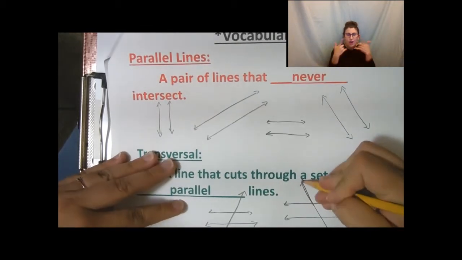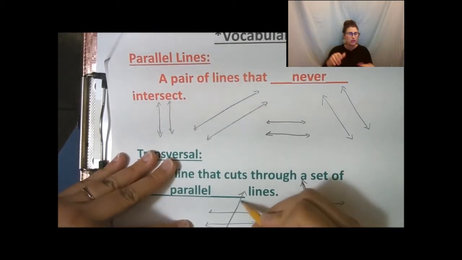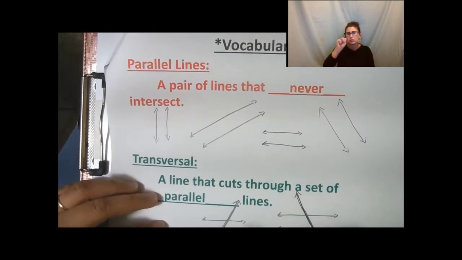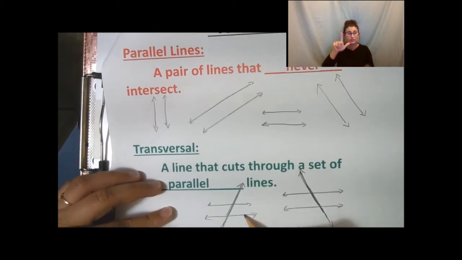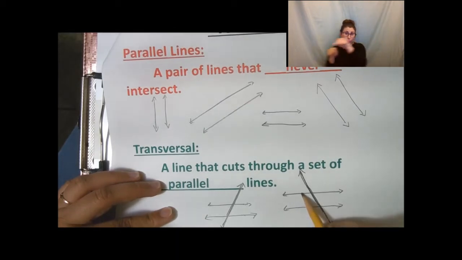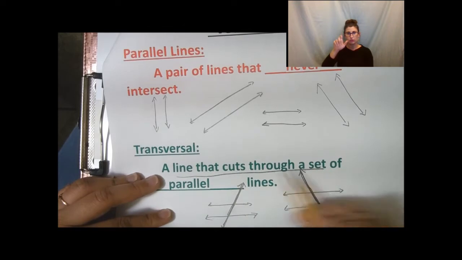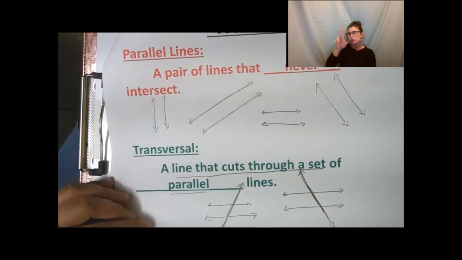And remember, this one is a transversal. I'll darken it a bit. That one's a transversal. This represents parallel lines. The darker one is a transversal. It's the line that cuts through a set of parallel lines.